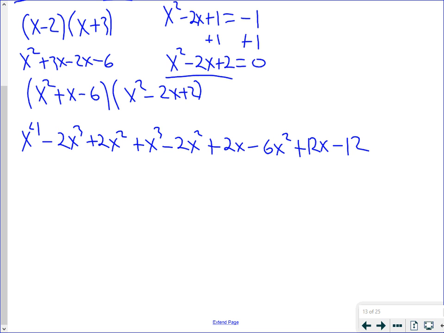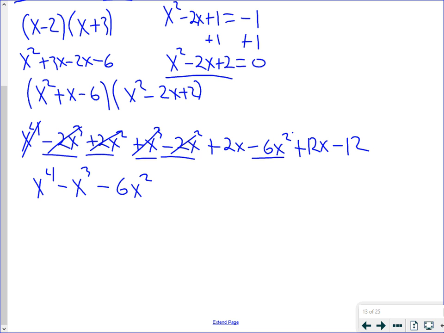Okay? So now that I have everything all foiled out, I'm just going to add like terms. I'm going to bring down the x to the 4th term. Since there's no other term here raised to the 4th power, I can just bring it down. Next, I have -2x cubed and positive x cubed. Those add up to -x cubed. The 2x squared and the -2x squared add up to 0x squared, and I'm left with this -x squared around the end over there.